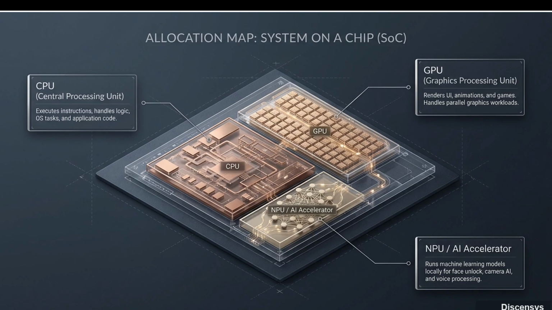Previously, we used to have only two main components, which are the CPU and GPU, central processing unit and graphics processing unit. But after the advancements of AI, we also got a third computational resource, which is the NPU or AI accelerator, neural processing unit. We'll get to know about each of these computational resources one by one. The first is the CPU. The CPU executes the instructions, it handles the logic and operating system tasks like scheduling and the application code. So it is going to take care of all of these tasks.